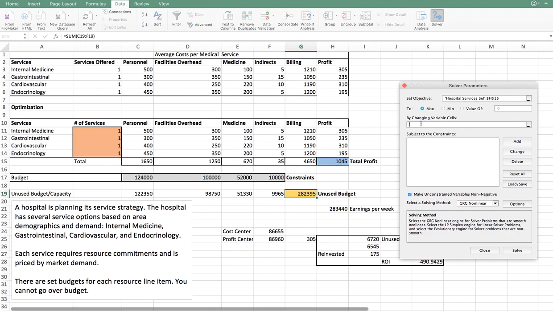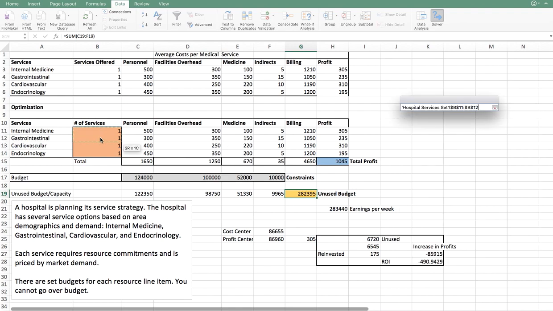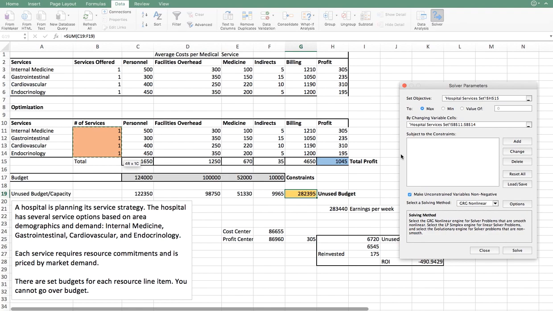Then you could say, what do you need to change in order to maximize it? And we say that, well, we need to know how many of each service we should be offering in order to maximize the set. So we choose the set B11 to B14. That's what we want to change. And they ask, now, do you have constraints? And we'll say, yes, of course we do.